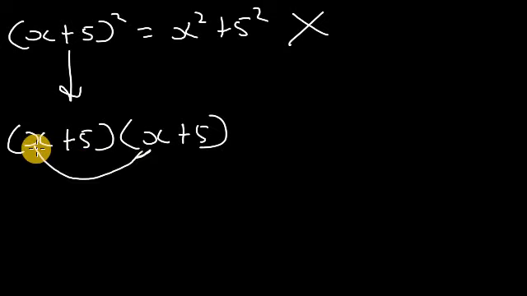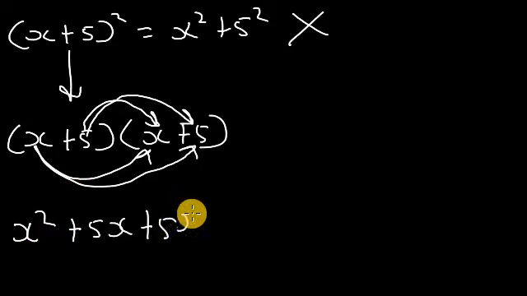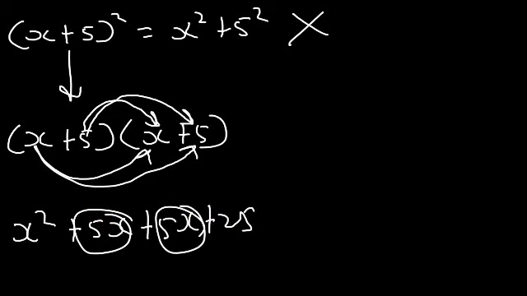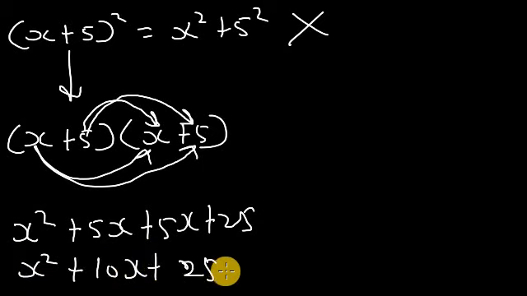Meaning that you multiply this with this and you repeat it one more time, multiply with the next one. Then repeat it for this, multiply it with this, and one more time, multiply with this. And whatever you have is your absolute correct answer. So this is simply x squared plus 5x plus 5x plus 25. Then these are like terms. You can combine them and have x squared plus 10x plus 25. And this is the correct answer.